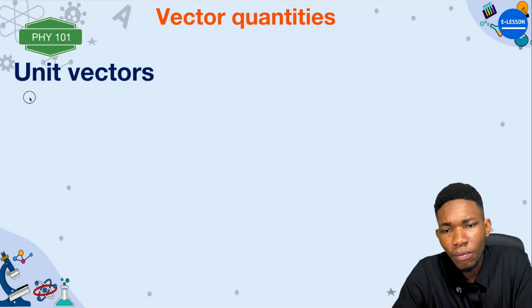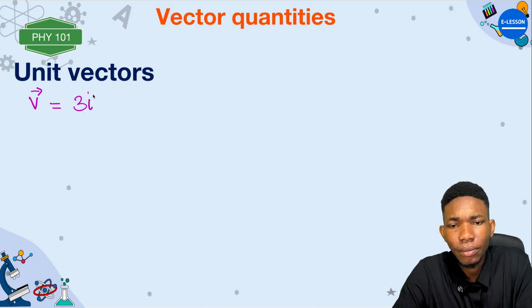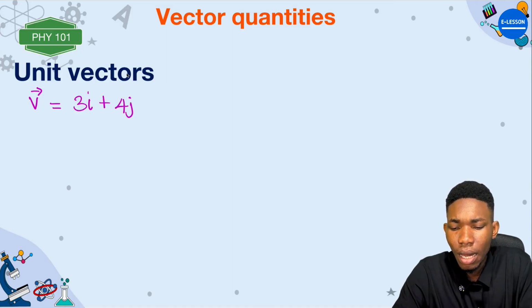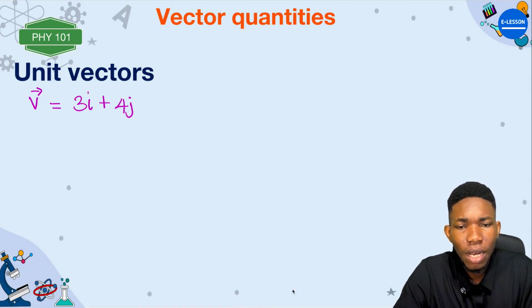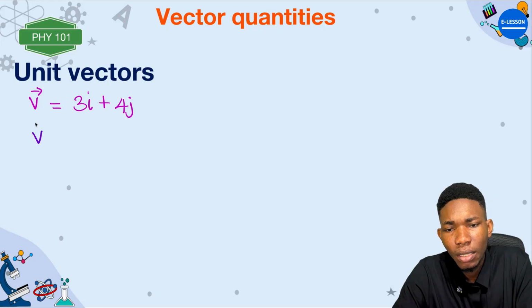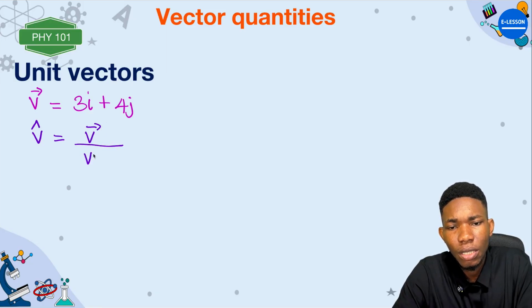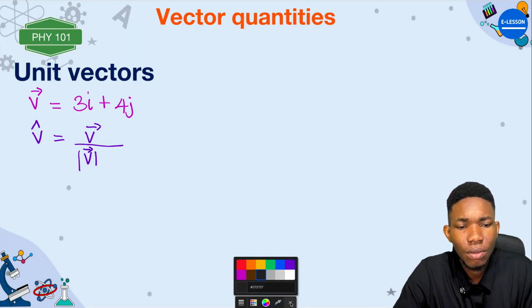Now, if we have v, they gave us something like this: v is equal to, my dear student, 3i plus 4j. And the question says, find the unit vector. The first step is to find the magnitude. First, the formula for the unit vector. My dear student, what is the formula for the unit vector? We said the formula is equal to your v divided by the magnitude of v. All right? So, my dear student, let us now solve.